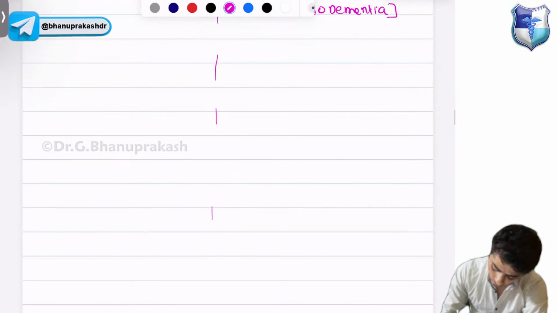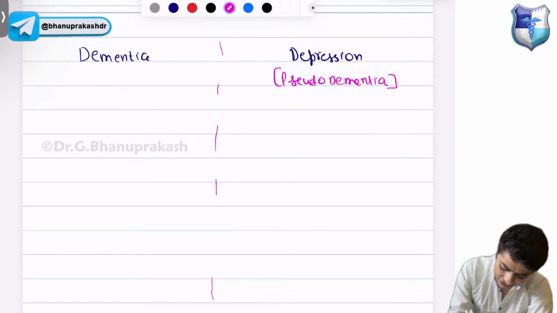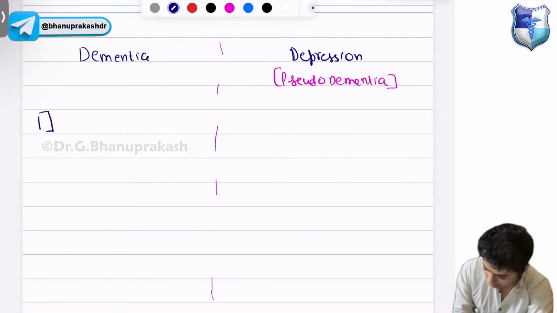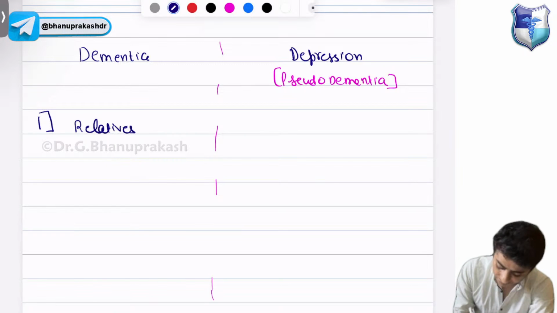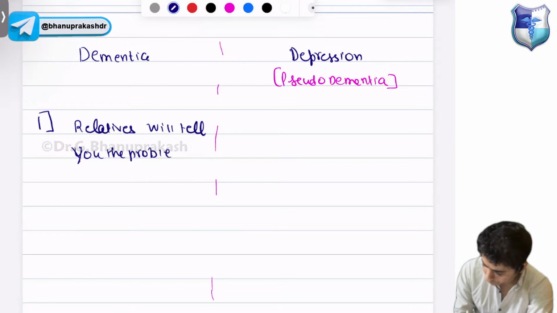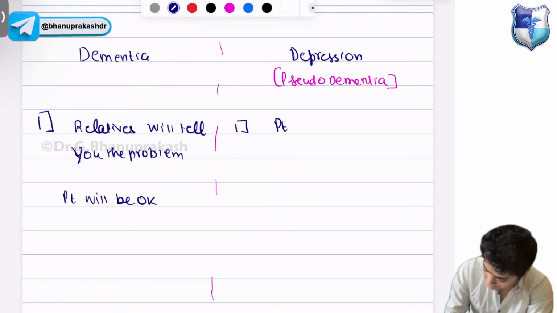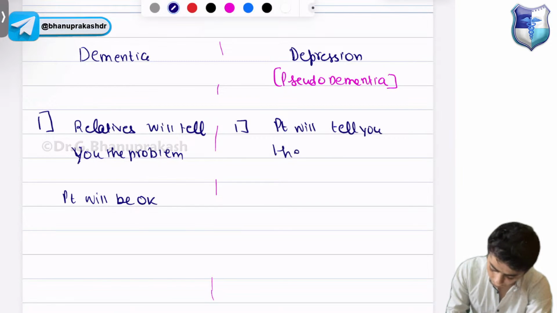So, who will tell me the difference between dementia and depression? The first and the most important: in dementia, relatives will tell you the problem. Patient will be okay. But in depression, the patient will tell you the problem.